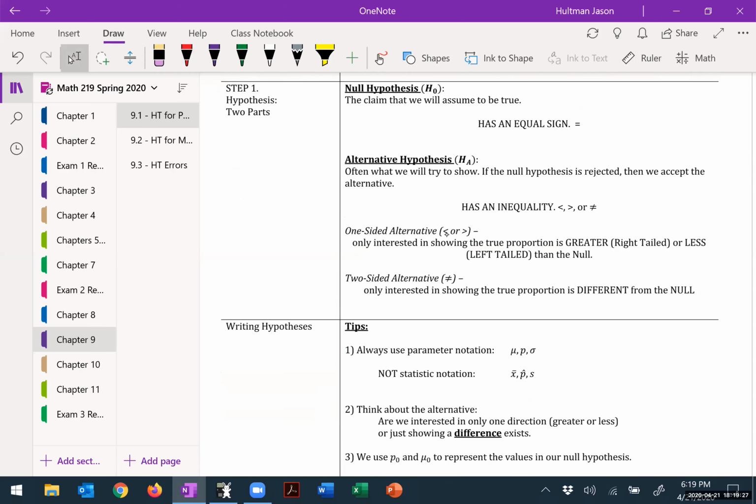The null hypothesis: the claim that we will assume to be true. We're going to assume that this is true. This always has an equal sign. The alternative is often what we will try to show. If the null hypothesis is rejected, then we accept the alternative. It either has a greater than, less than, or not equal sign.